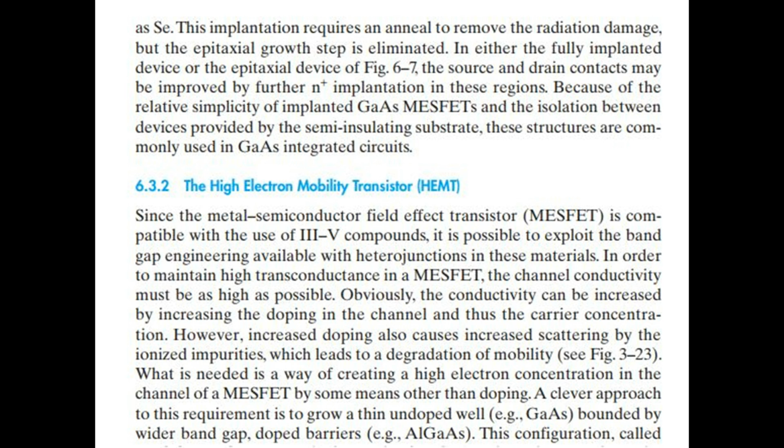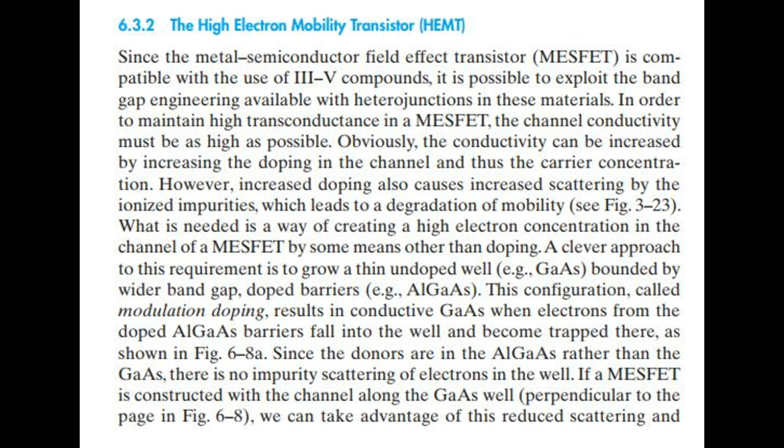A clever approach to this requirement is to grow a thin undoped well, for example, gallium arsenide, bounded by wider band gap, doped barriers, for example, aluminum gallium arsenide. This configuration, called modulation doping, results in conductive gallium arsenide when electrons from the doped aluminum gallium arsenide barriers fall into the well and become trapped there, as shown in Fig 6-8a.